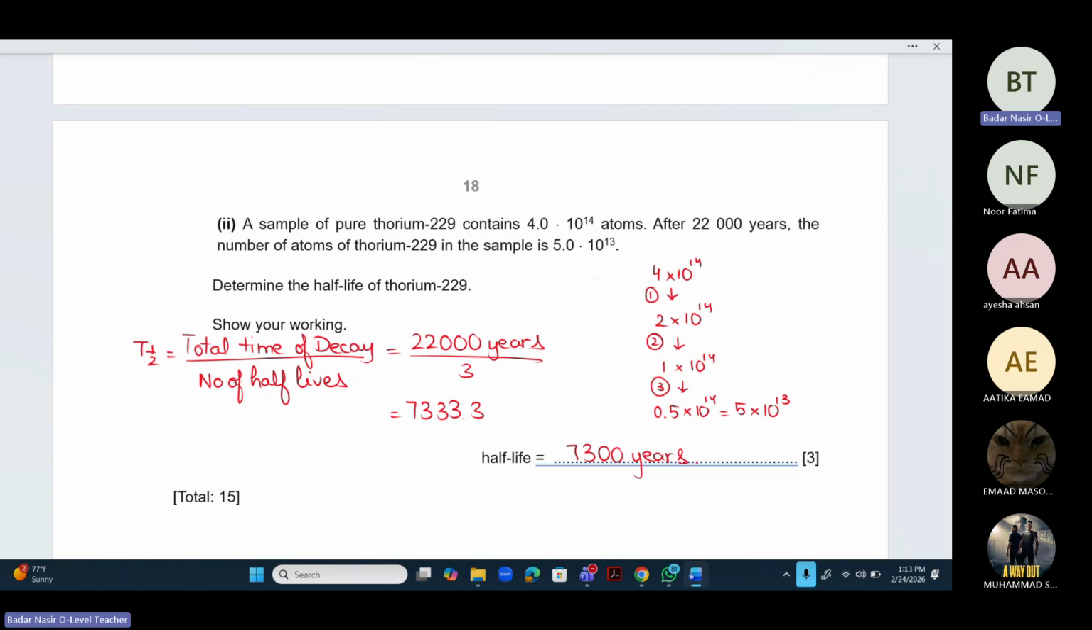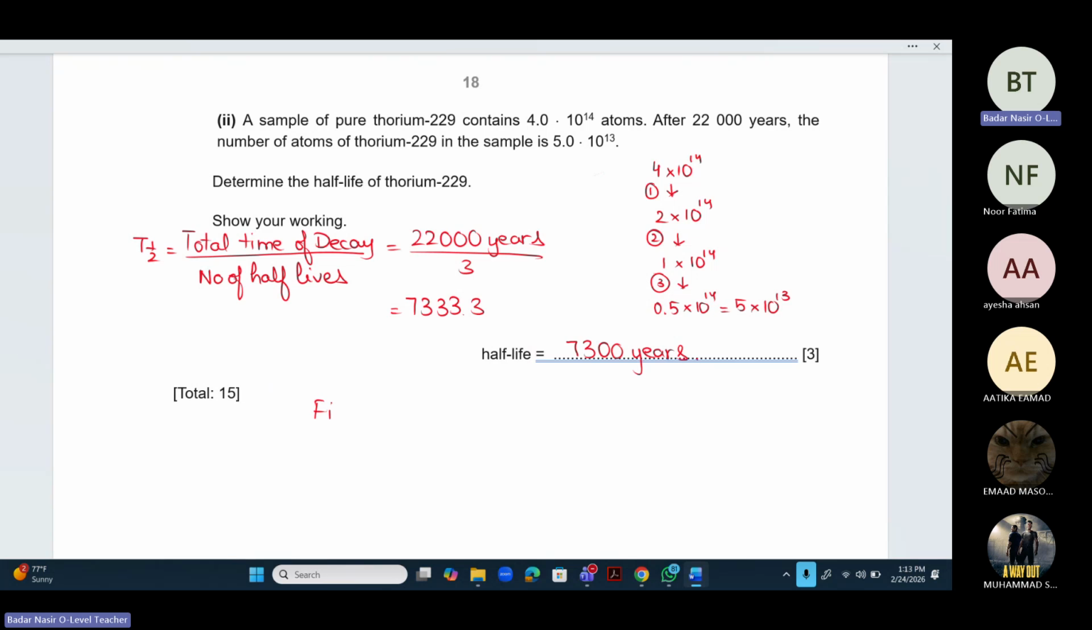Okay? Either you do it this way, or if you're willing to do it with the help of the formula. So what was the formula? Final count rate is equal to initial count rate divided by 2 to the power n. Okay? Here n is the number of half-lives.